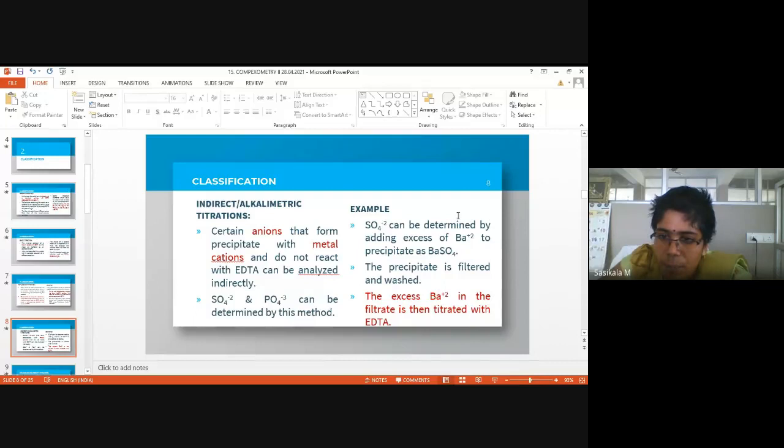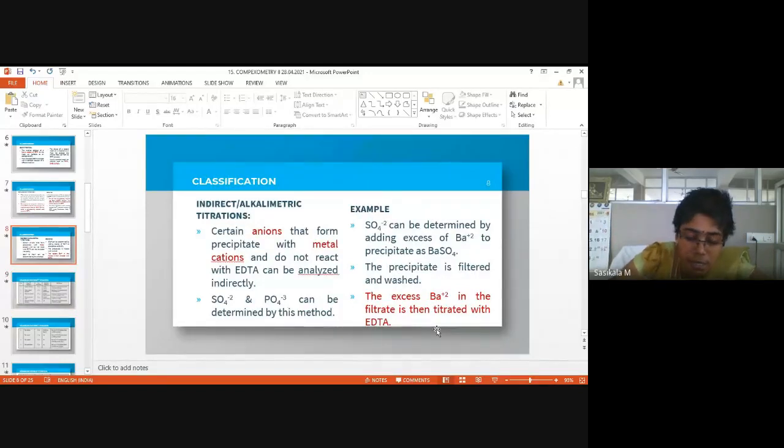Got it? We add excess barium to the sulfate ion. Once all the sulfate is precipitated as barium sulfate, the excess barium, which is metal, will be titrated with EDTA. So a barium EDTA complex forms. Once this reaction completes, EDTA complexes with the indicator to give a color change. Okay.